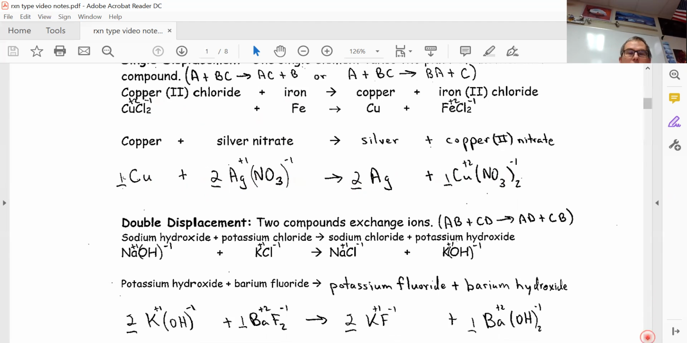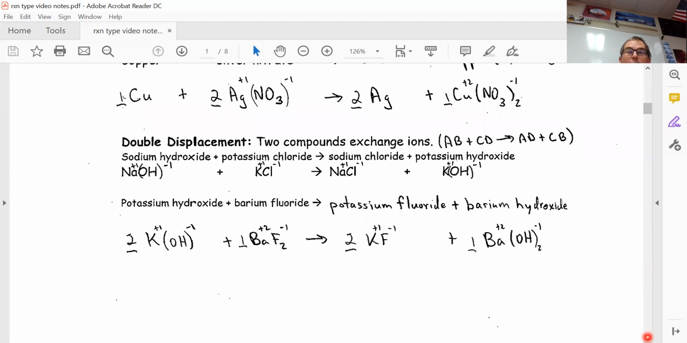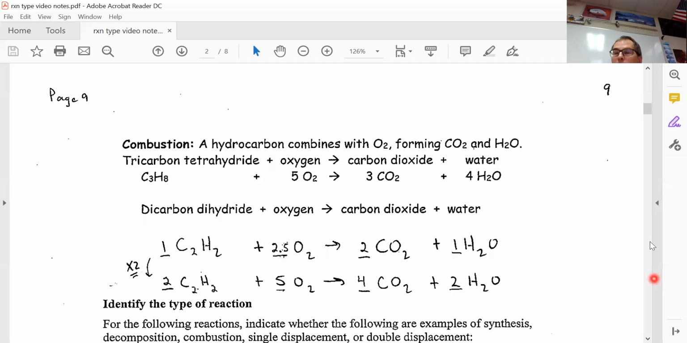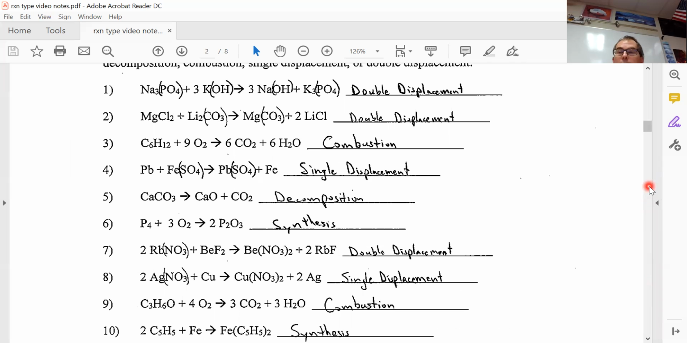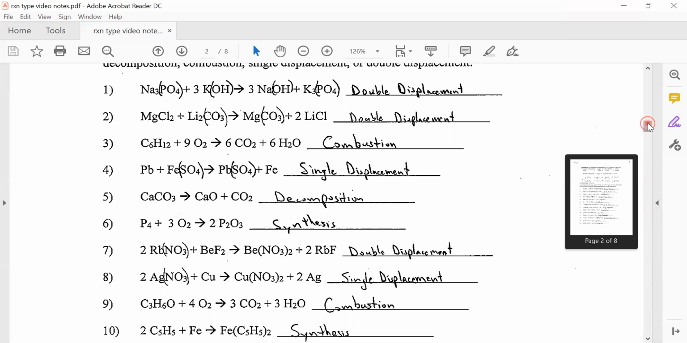Okay, here is an example of a double displacement. Oops, I went a little bit too far with that. And still going too far. Have to go back up here.